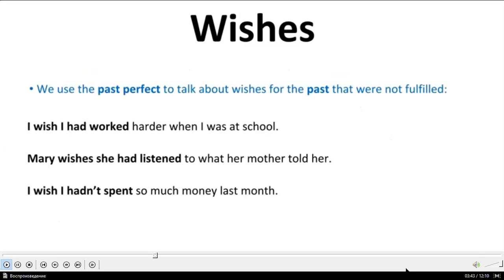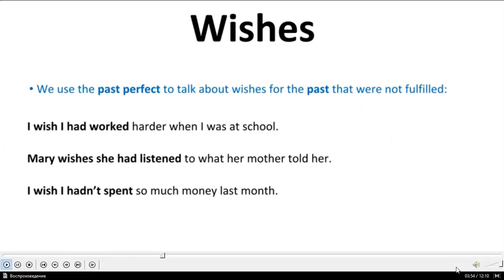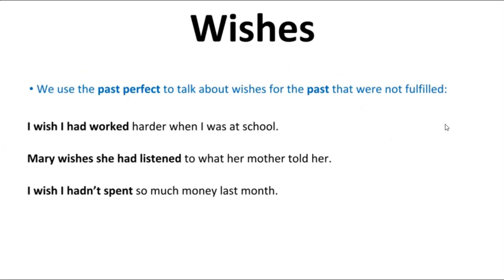Number three, we use the past perfect to talk about wishes for the past that were not fulfilled. So you wanted something in the past, but it didn't happen. It didn't take place. But now you wish that things were different. Let's take a look. I wish I had worked harder when I was in school.